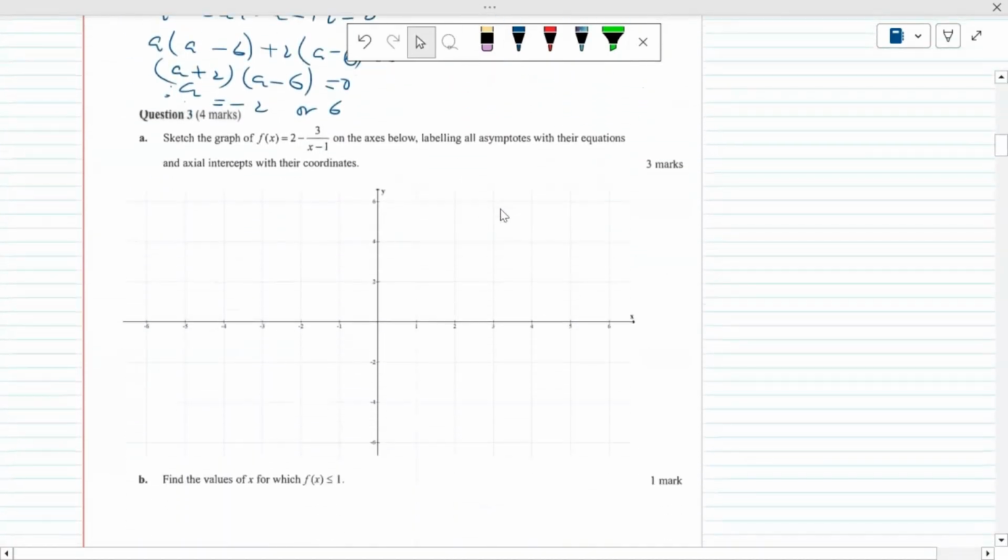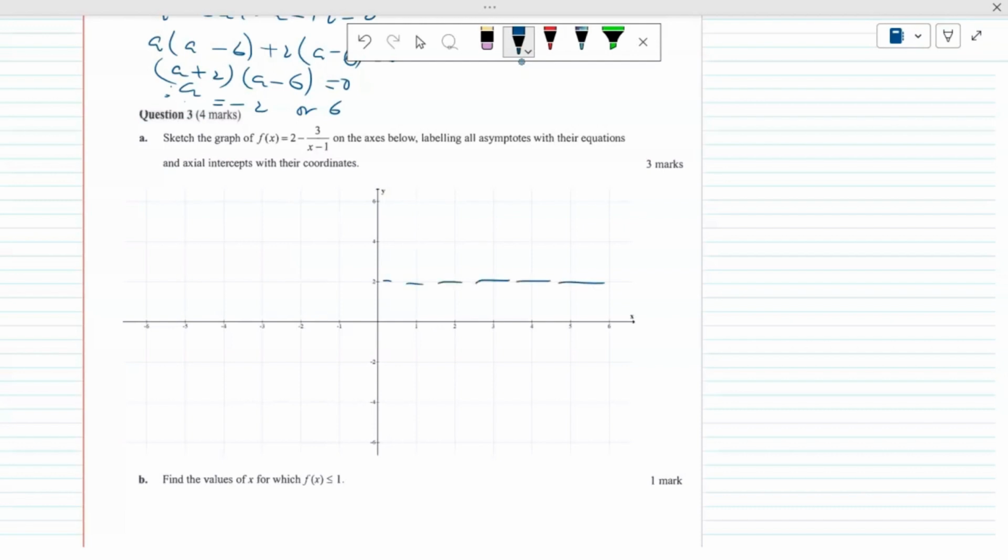All right, sketch the graph of f of x equals 2 minus 3 over x minus 1 on the axis below, labeling all the asymptotes with their equations and also the x and y intercepts. So now let's start with labeling the horizontal and the vertical asymptotes. My horizontal asymptote is going to be 2. My vertical asymptote is 1. So that's going to be 1 on there.